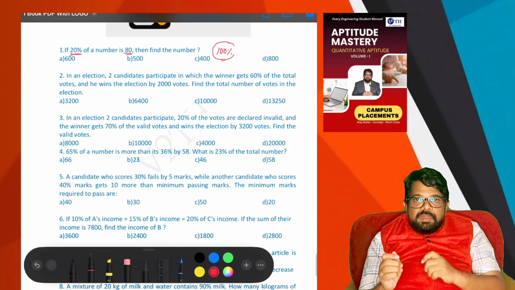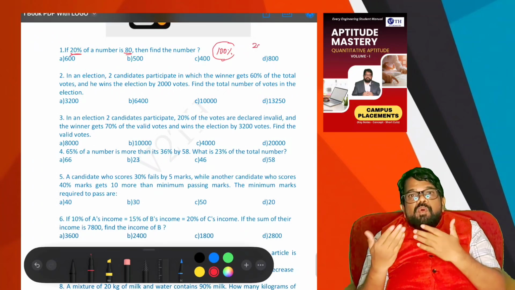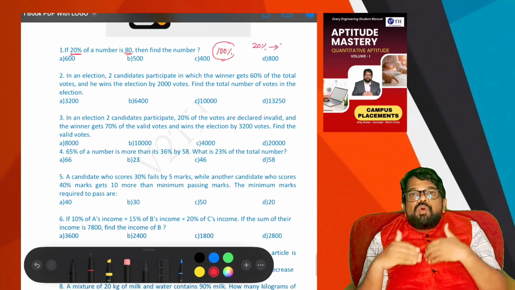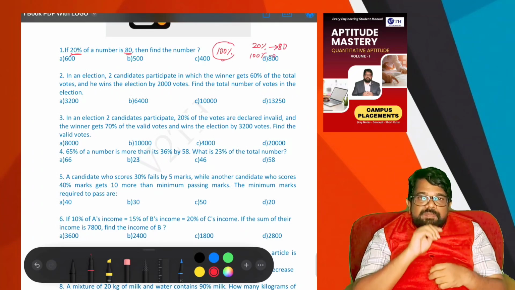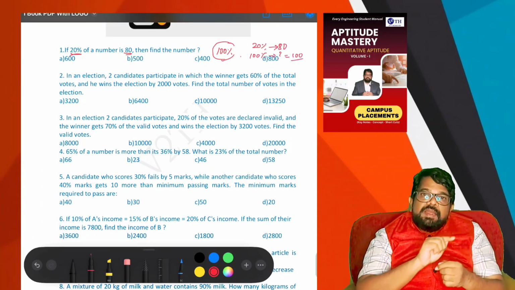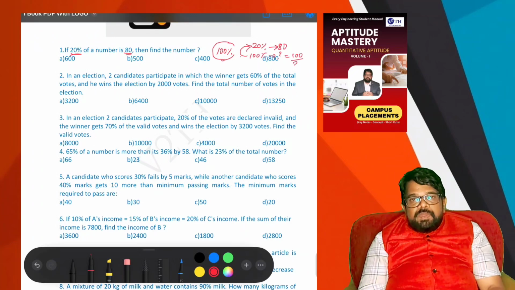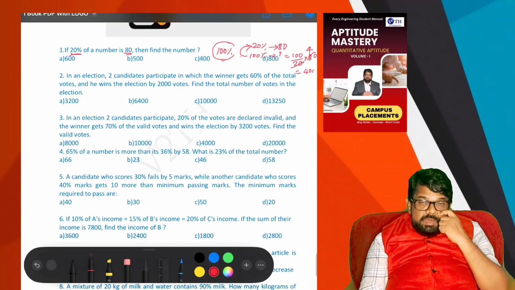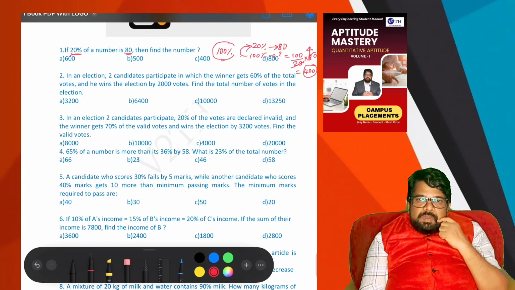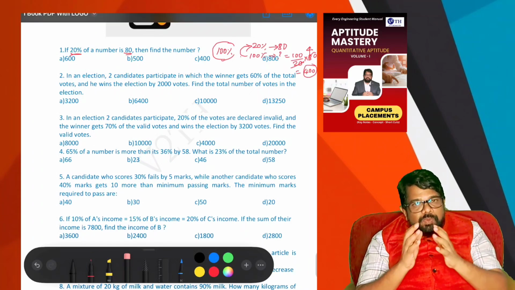Or another method is also there. 20% is 80. What about 100%? Definitely more. So more by less. More by less means 100 by 20. More means 100. 100 by 20 into 80. How much is its value? 20 cancels with 80, so 4 into 100 is 400. Understood all of you? Another approach is also there.